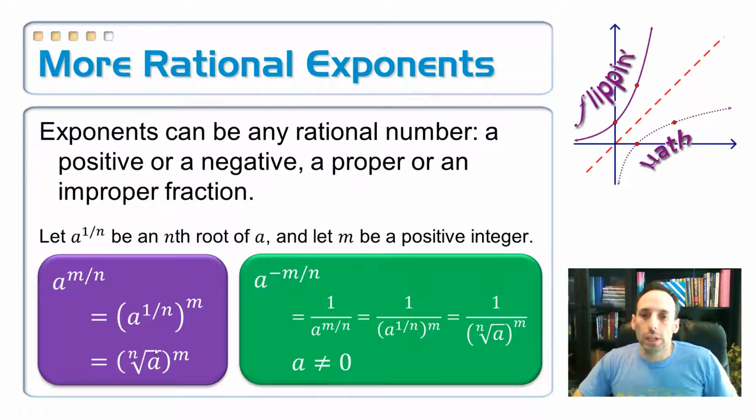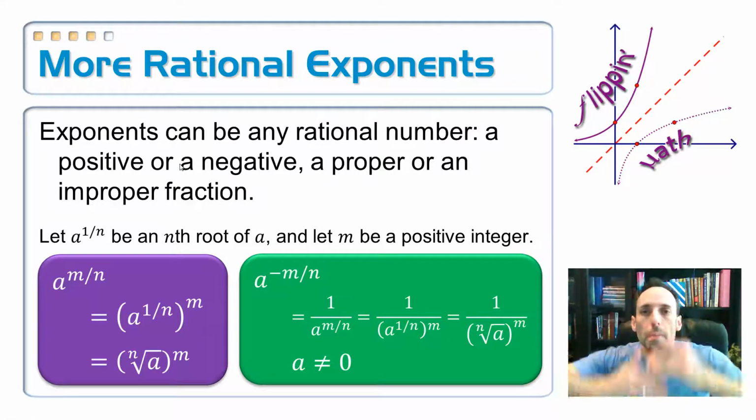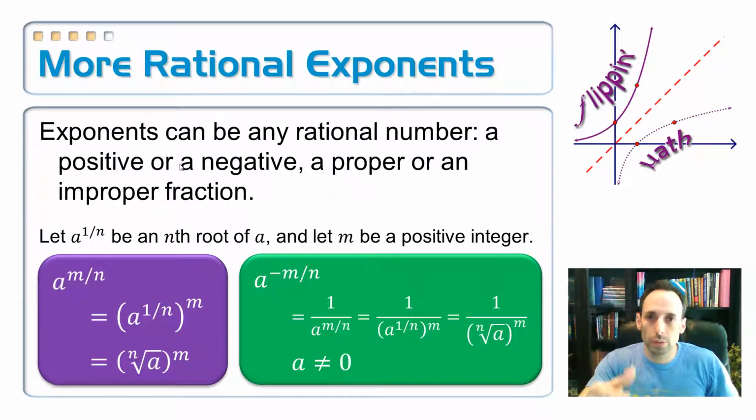Okay, and then over there in the green box, this is the exact same thing as what was before, it's just now our exponent is negative. What happens when our exponent's negative? That means reciprocal. It means I take my number and I put it on the bottom of a fraction. Okay? And then everything else is the same. We have to make sure that that number a, though, is not 0, because then I'd be dividing by 0, black hole.